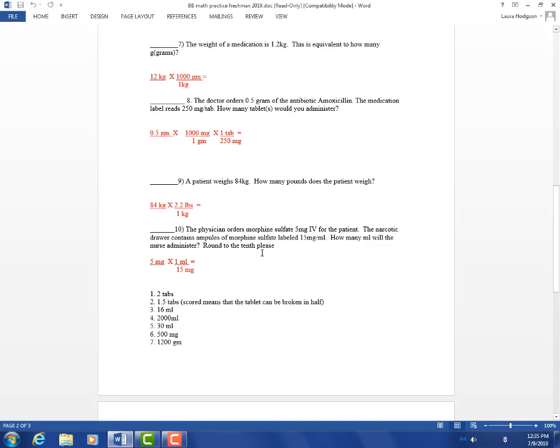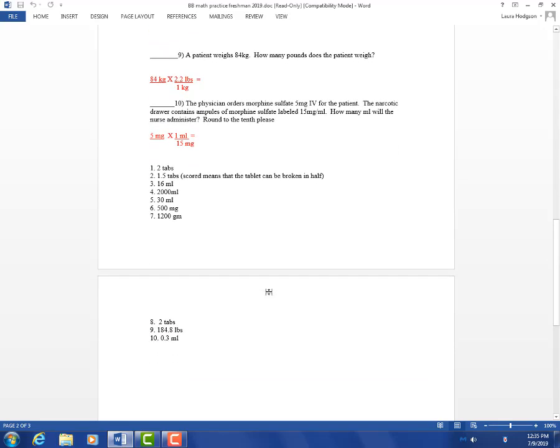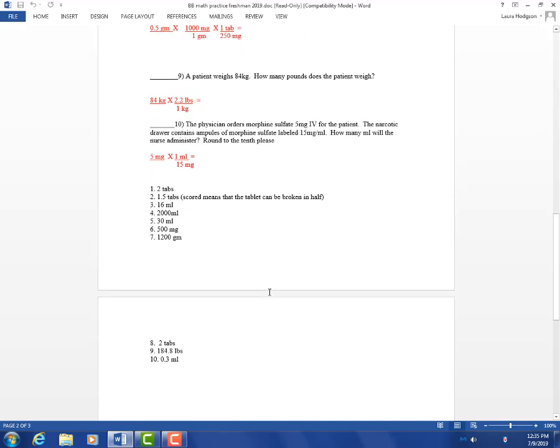In future podcasts, we're going to talk more about that type of thing, rounding issues when it comes to tablets, milliliters, and things like that, so that you understand what the rounding process is. And here are all your answers to the questions.